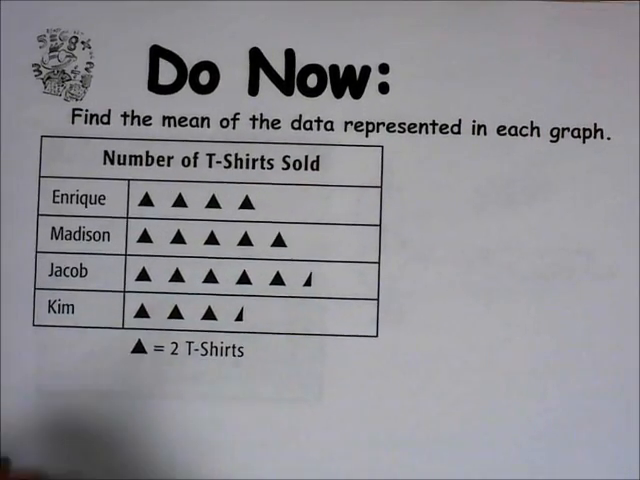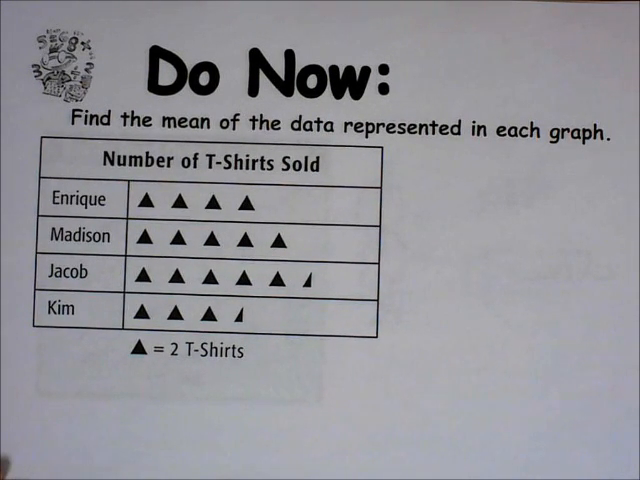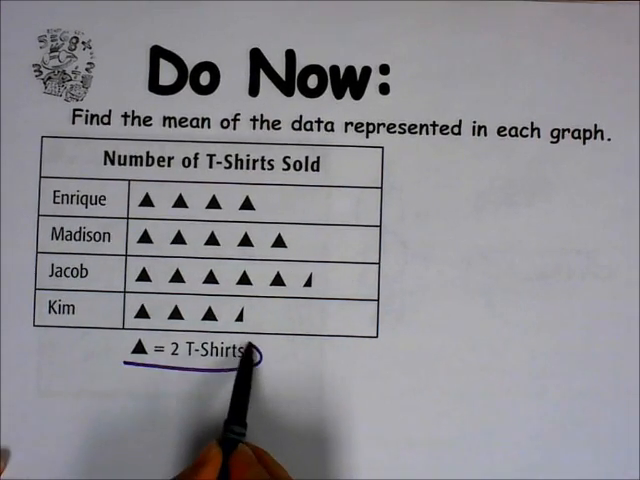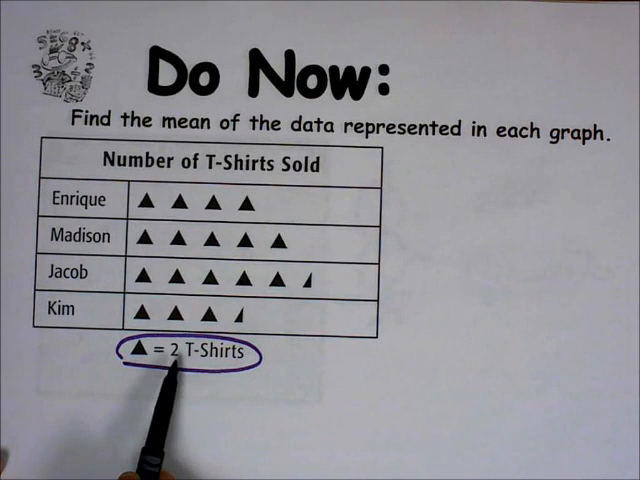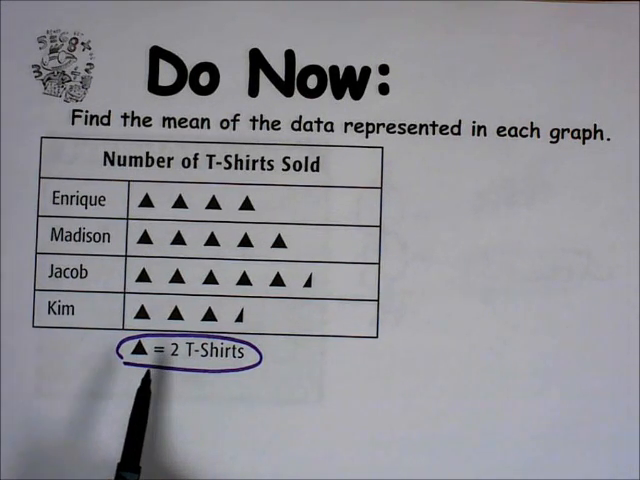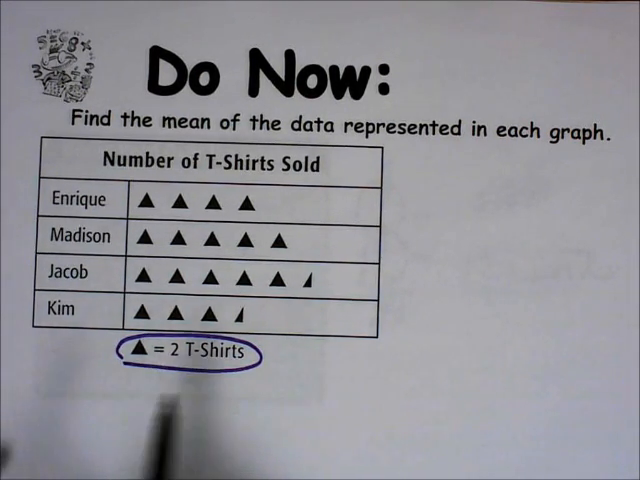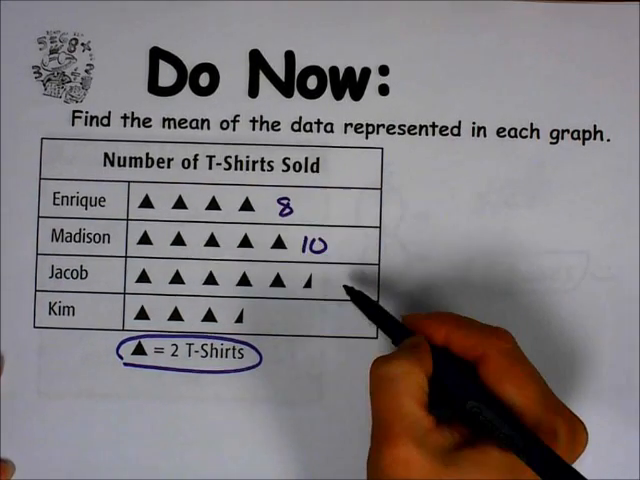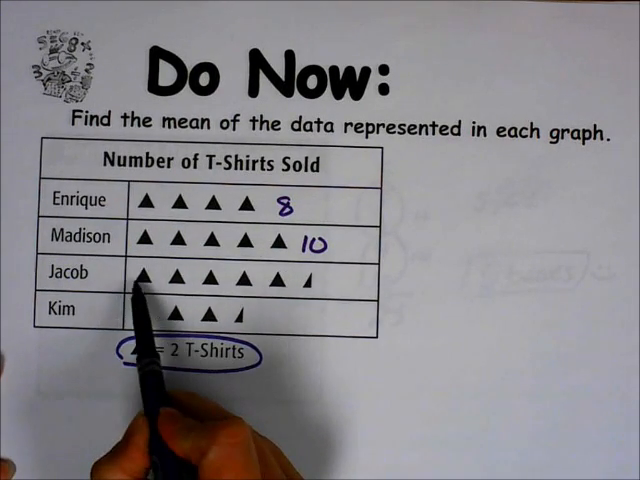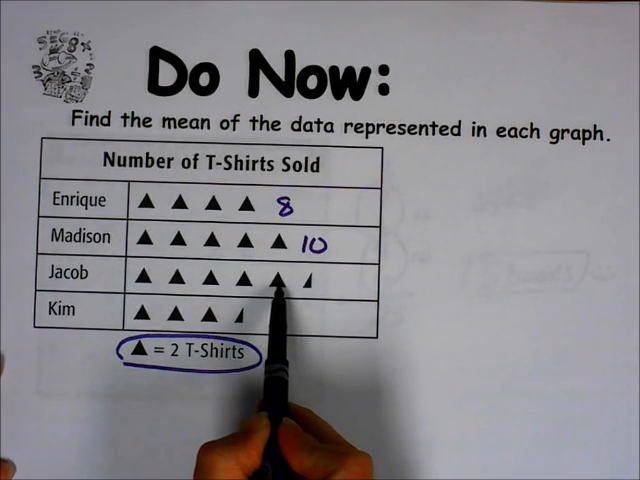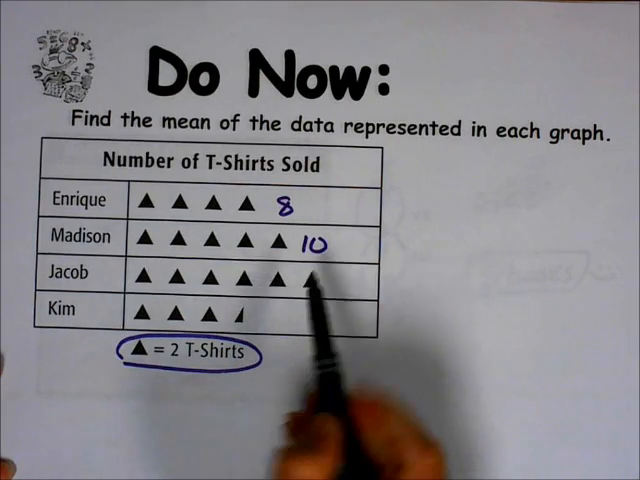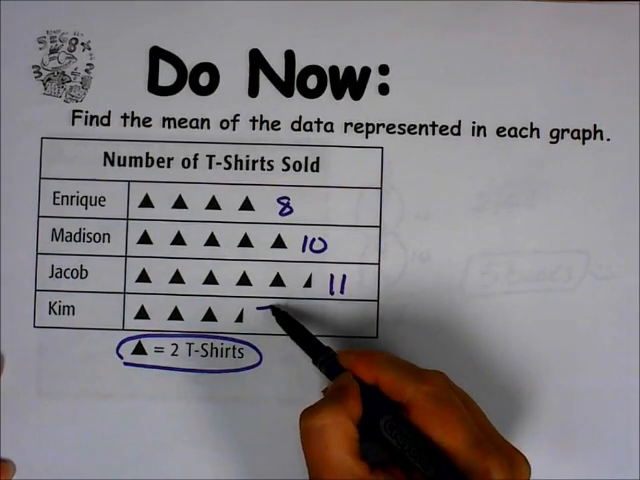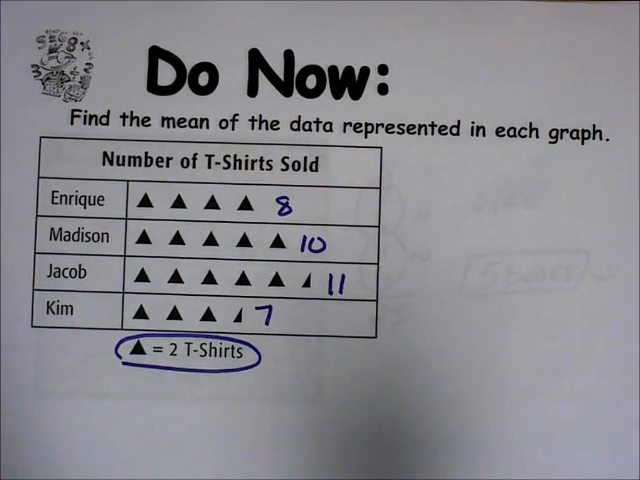Now let's check your second answer. First, I need to figure out the number of t-shirts sold by each person. Make sure you look at the key. Notice the key tells me that 1 triangle is equal to 2 t-shirts. So you should have found that Enrique sold 8 t-shirts, Madison 10, Jacob, all of these whole triangles are 10, plus half a triangle is 1 more, so that's 11, and Kim sold 7 t-shirts.